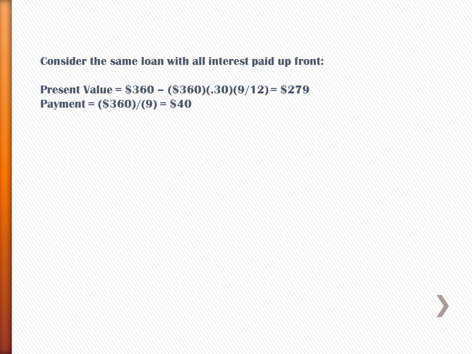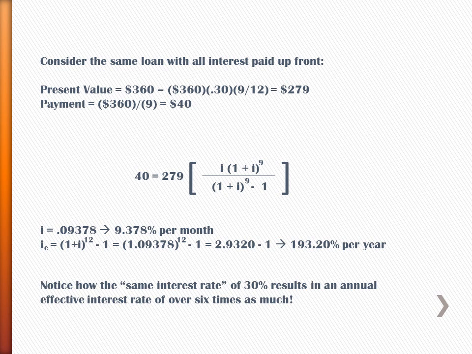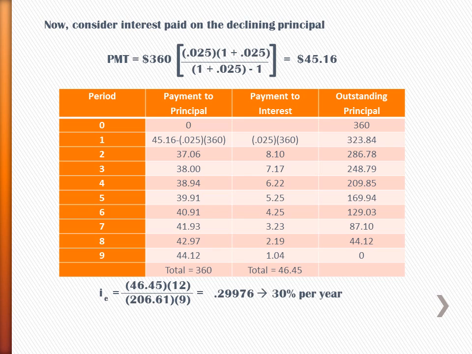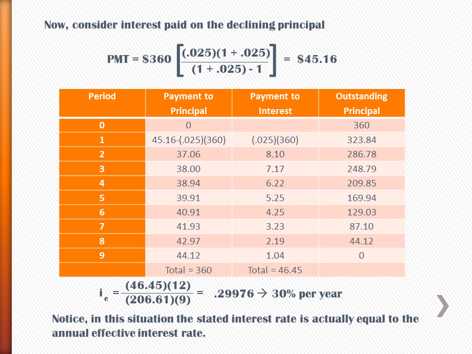Now let us consider the same loan, but with all the interest paid up front. Although still with an interest rate of 30%, with this simple trick of putting the interest all up front, you have changed your effective annual interest rate to over 6 times as much, to nearly 200%. Now let us consider interest paid on the declining principal. According to the calculations in the chart below, in this situation, the stated interest rate is actually equal to the annual effective interest rate.